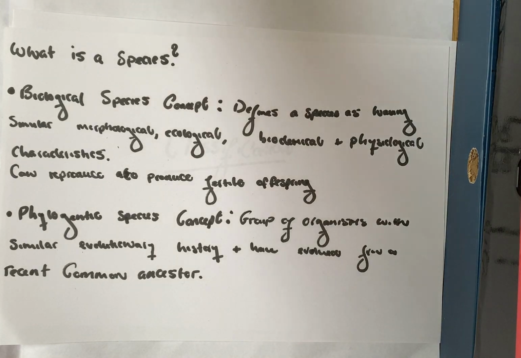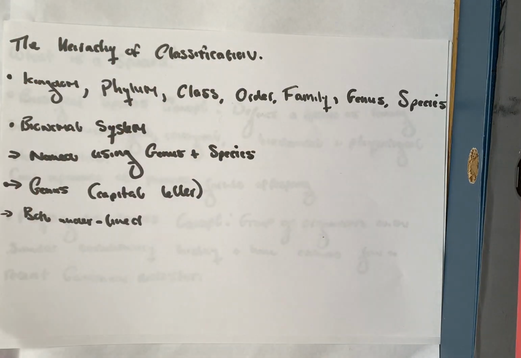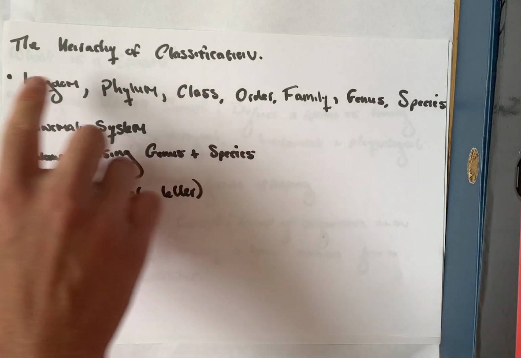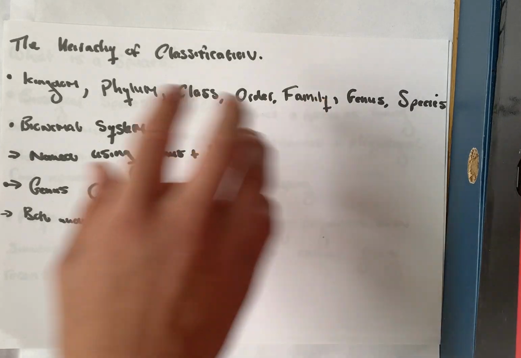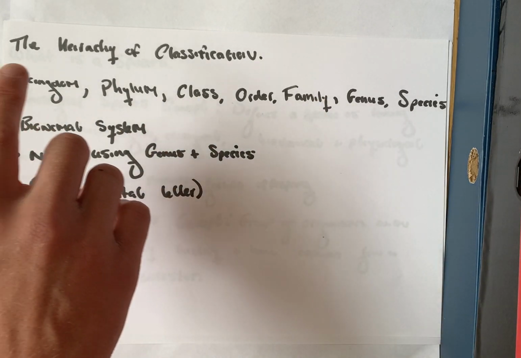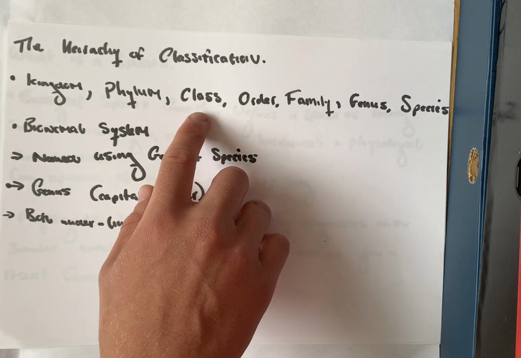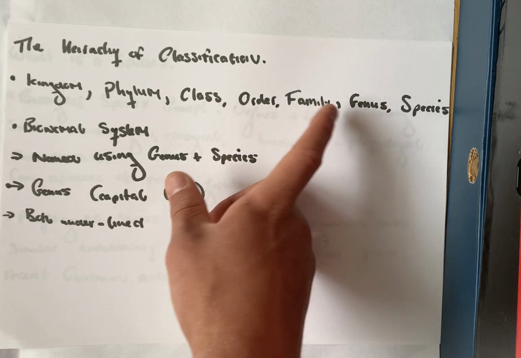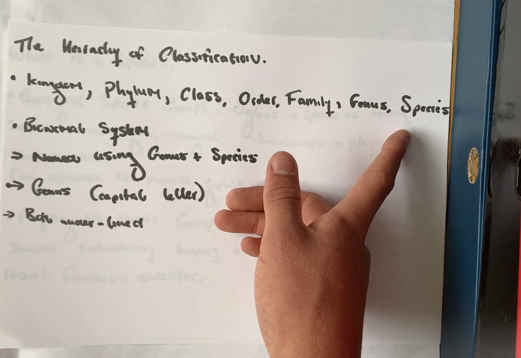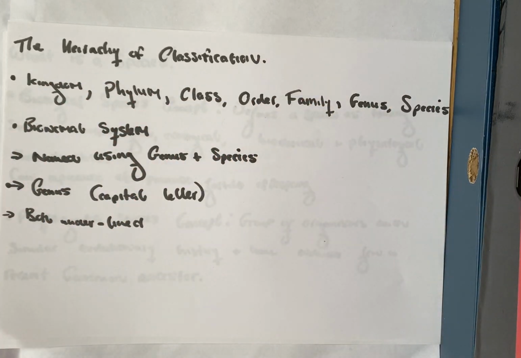So we're now going to look at the classification system and the hierarchy of classification. We have different groups that are each known as taxa, and as you go down the taxa, the organisms and the species get closer together. So the first one is the kingdom. You've then got the phylum, you've then got the class, you've then got the order, you've then got your family, your genus, and your species. And you can remember that: King Philip came over for good soup.